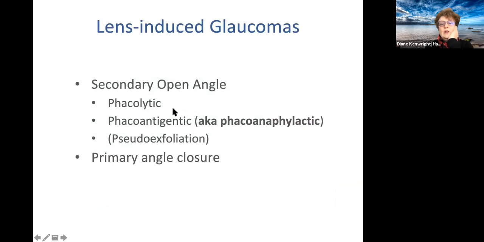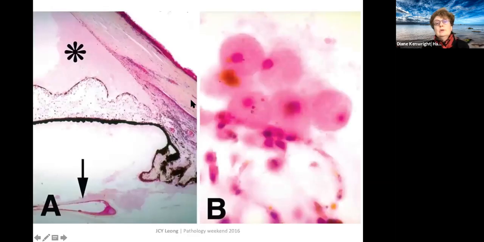Phacolytic and phacoantigenic. So in your learning, you should be able to describe the difference between these and the difference in the histology. Okay, what have we got here?